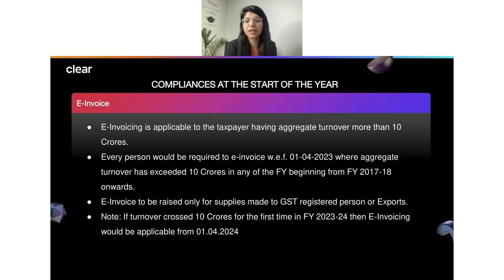Another question is from CA Rohit, who was asking, is it applicable to NBFC? No, Rohit, when it comes to NBFC, they are covered under the exemption list.